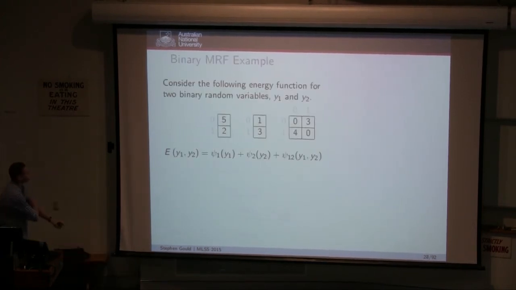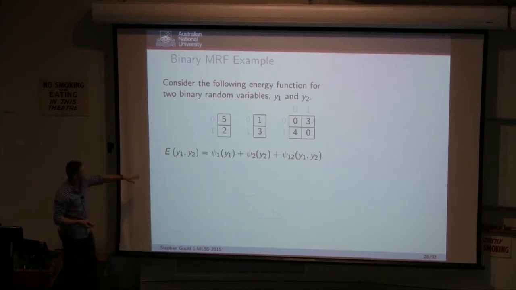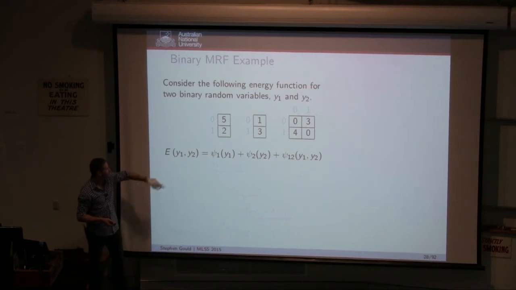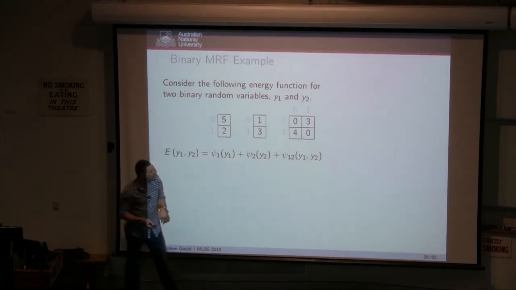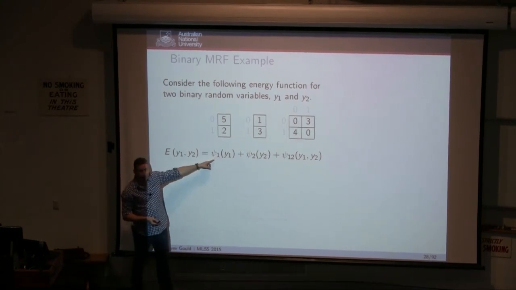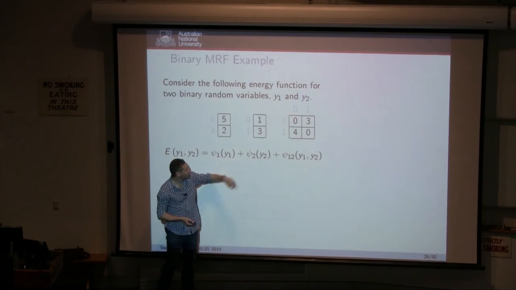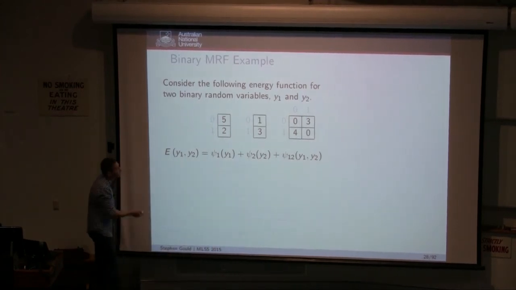Okay. So again, let's just look at a motivating example for a binary Markov random field. So I'm going to construct this energy function. It's over two binary variables, y1 and y2. And I'm going to have three factors in my model. So the first is a unary factor over y1, second is a unary factor over y2, and the third is a pairwise factor over y1 and y2.